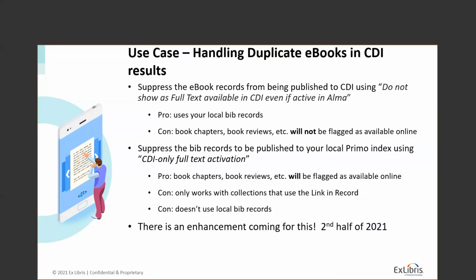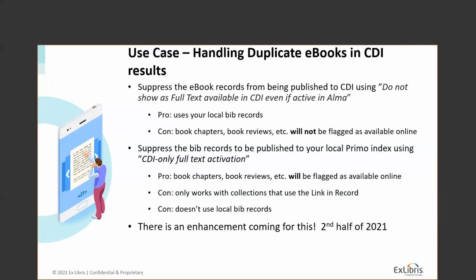And if you have a blended scope, so you have a scope that's searching both local resources and external resources and CDI resources, there is going to be duplication. We know that our local records and our CDI records cannot merge, they cannot deduplicate together. So if you want to make some changes to eliminate this duplication, you can use one of these settings for that reason. So you can use the do not show as full text available in CDI, even if active in ALMA, to use your local bib records instead of CDI.